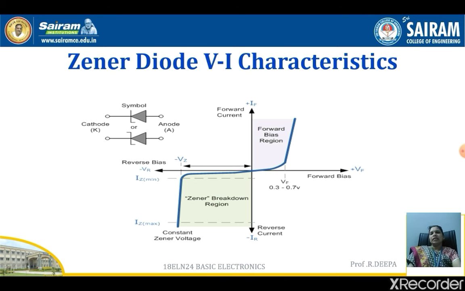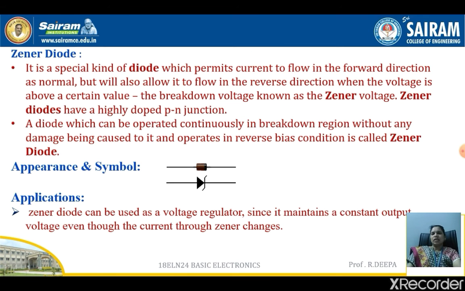Zener diode. As we have seen in the last session, there are various special kinds of diodes available. One such kind of diode is a Zener diode, which we are going to study here. A Zener diode is a diode which permits current to flow in the forward direction as normal, but will also allow it to flow in the reverse direction when the voltage is above a certain value. This certain value we call the breakdown voltage, which is also known as Zener voltage.